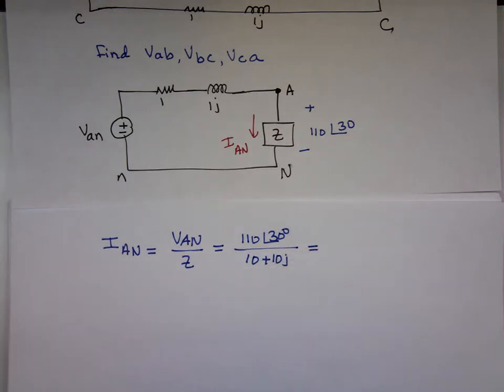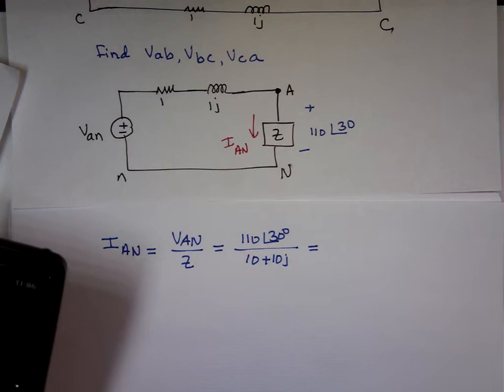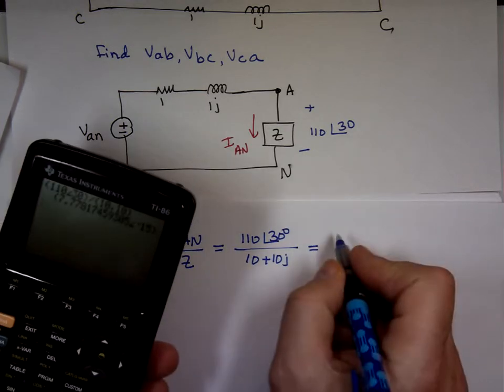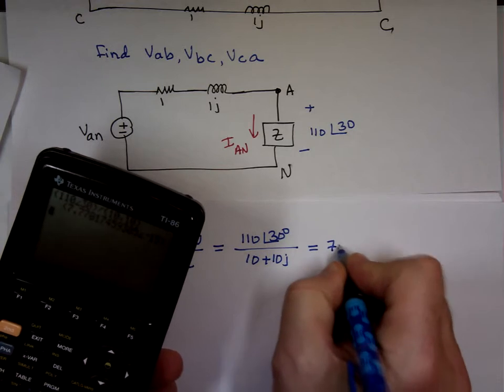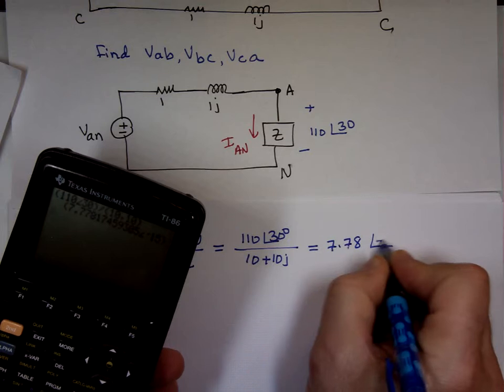Now I'll go to my calculator and push these buttons on it. 110 angle 30 divided by 10 and 10J. And my calculator is saying this is 7.778 angle negative 15.